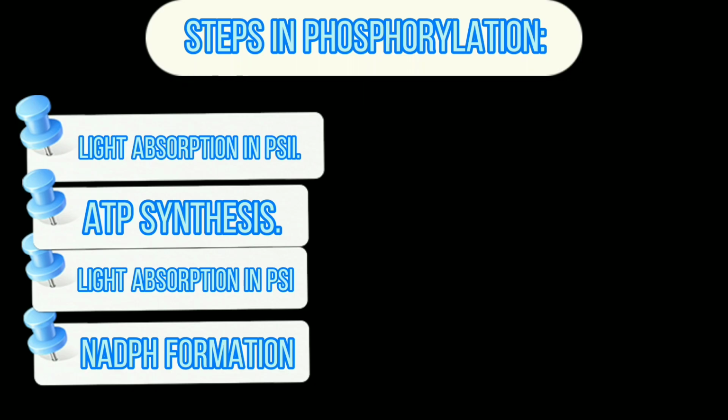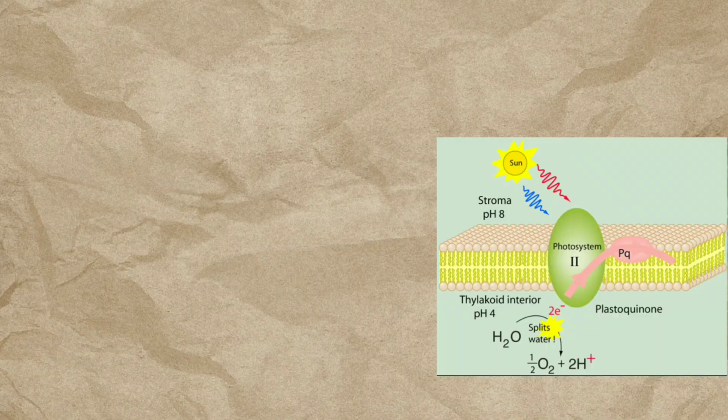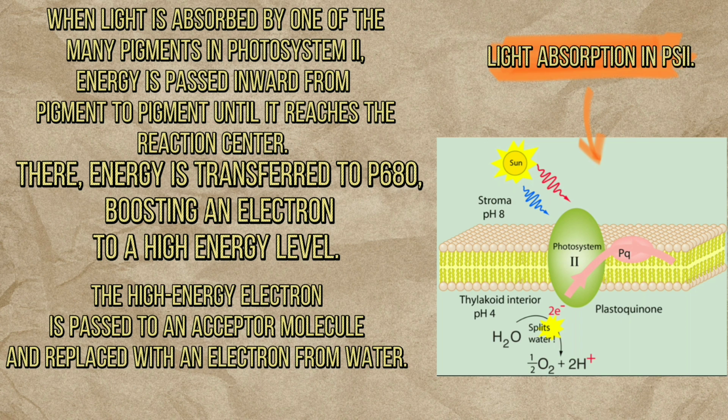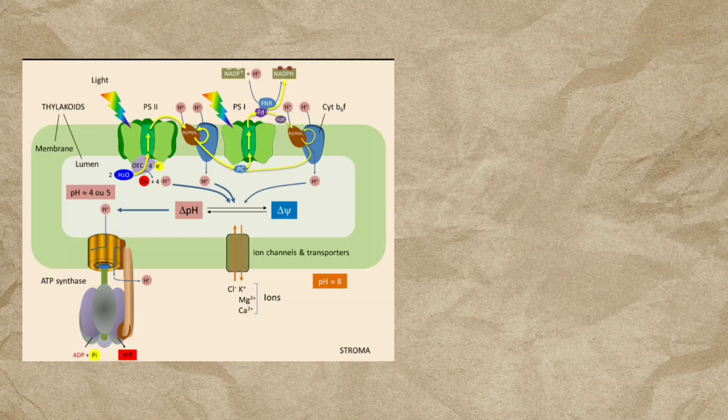Steps in phosphorylation are as follows. When light is absorbed by one of the many pigments in photosystem 2, energy is passed inward from pigment to pigment until it reaches the reaction center. There, energy is transferred to P680, boosting an electron to a high energy level. The high energy electron is passed to an acceptor molecule and replaced with an electron from water.